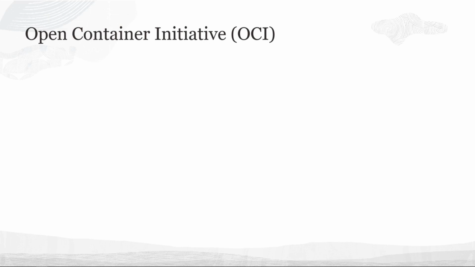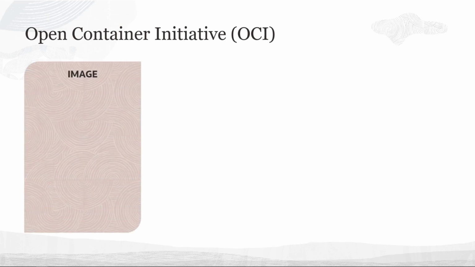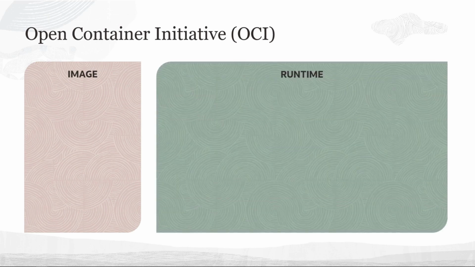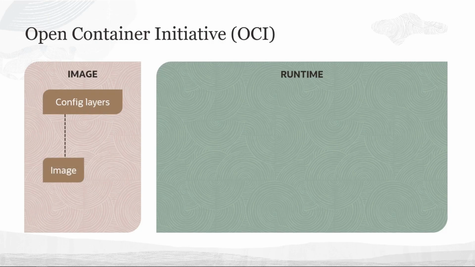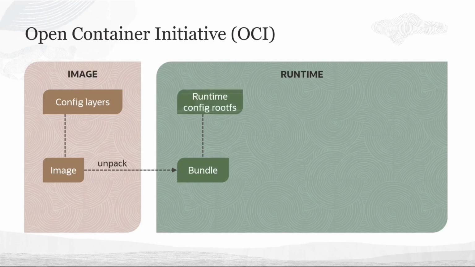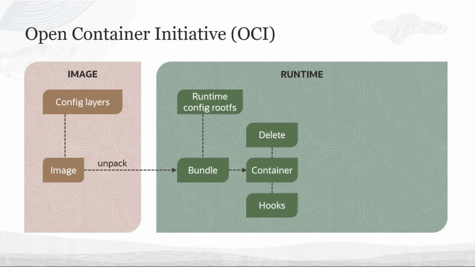The OCI specification is divided into two parts. One is the image specification and the other one is the runtime specification. Now these two cover the different phases of the container lifecycle. The OCI image specification defines how to create an open container initiative image, and the runtime specification outlines how to run a file system bundle that is unpacked on the disk.